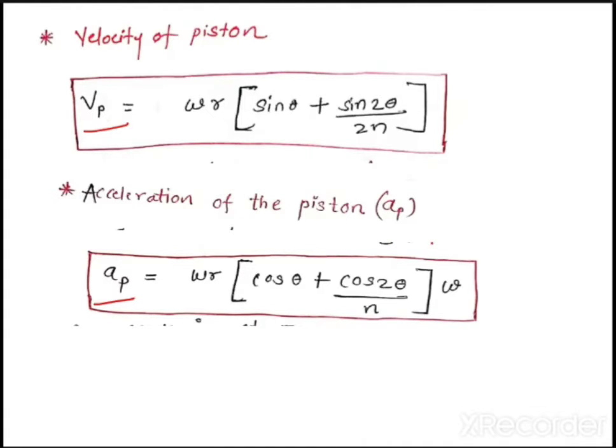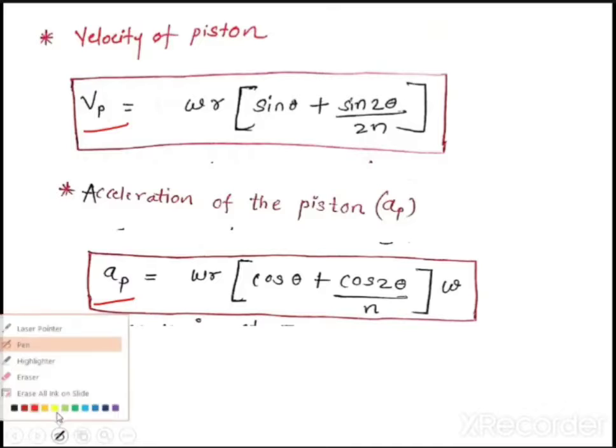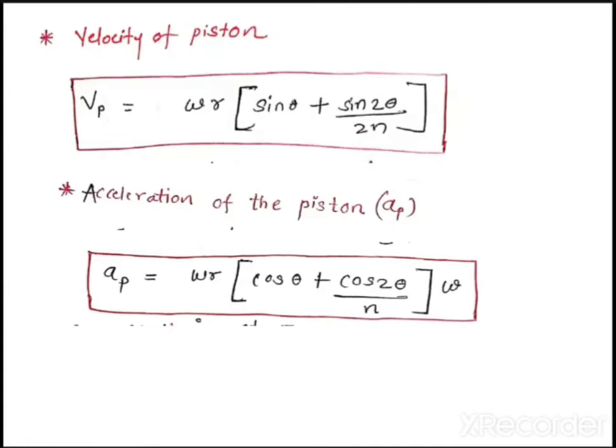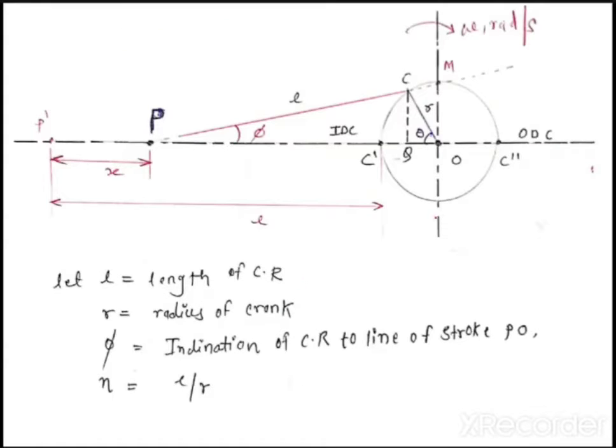Have you understood this? Okay, now we have to modify this equation. Now tell me, when the crank is at IDC, the inner dead center, what will theta be? Anybody? 0. And when the crank is at ODC, what will theta be? 180. Okay, so you have understood.